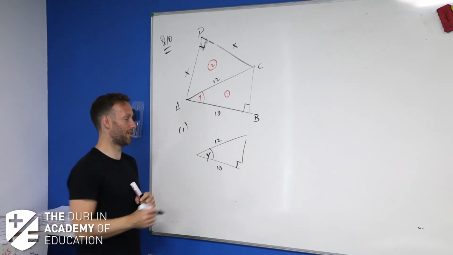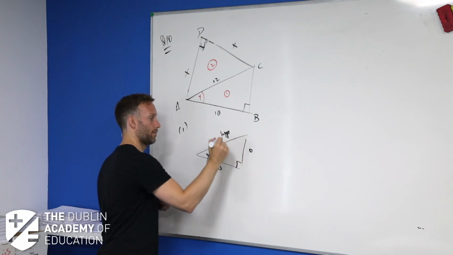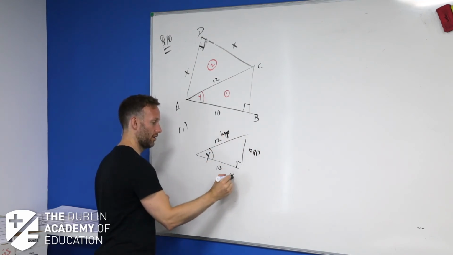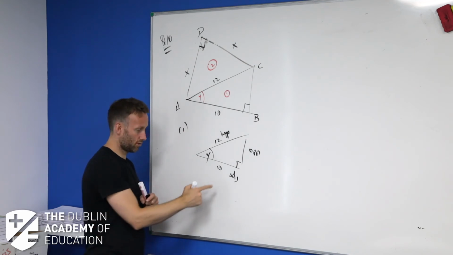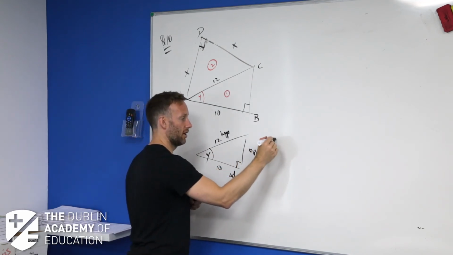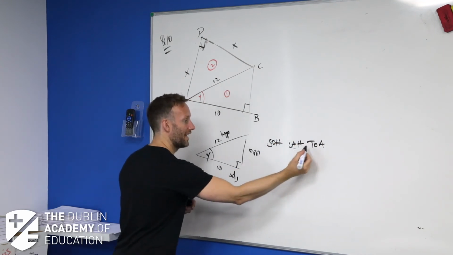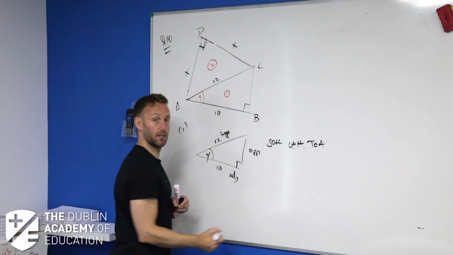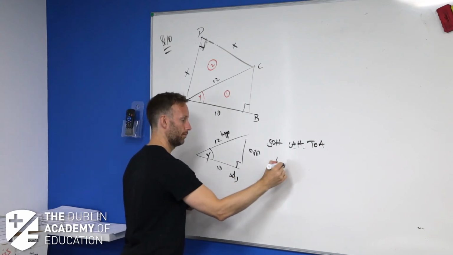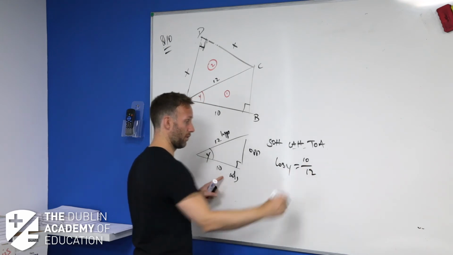First thing we always do, we label our sides. That's our hypotenuse. This is our opposite. And this is our adjacent. What trig function will we use? So we were given our adjacent and our hypotenuse. So think of our SOH CAH TOA. So A and H has to be cos. Cos of the angle, cos of y is equal to what? The adjacent 10 over our hypotenuse 12.